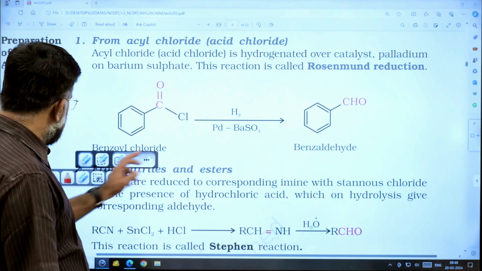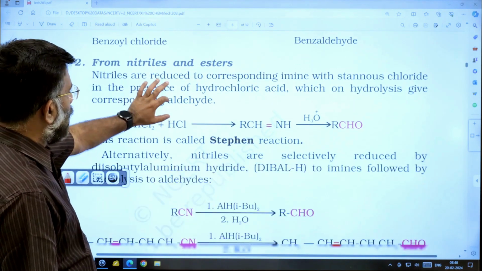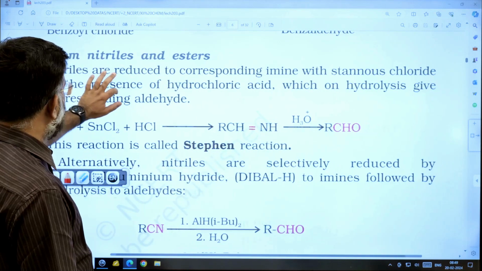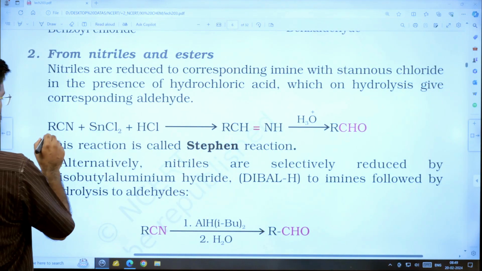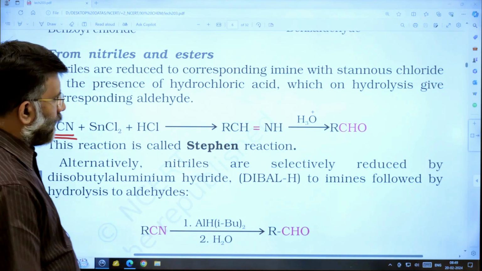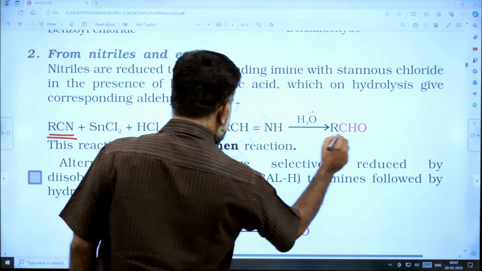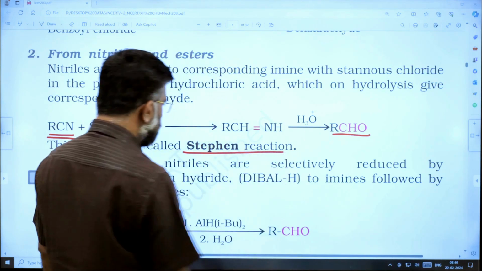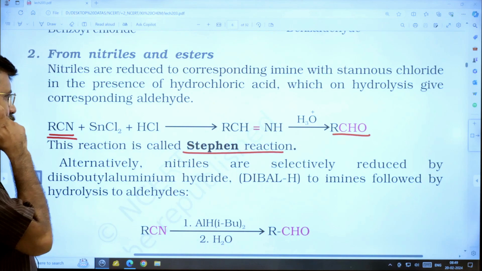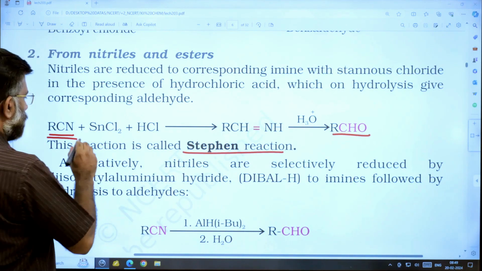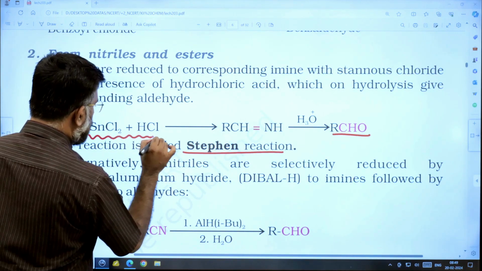Next, reactions from nitriles and esters. Have a look at another popular reaction: nitrile, the so-called cyanide, reduced to aldehyde. The reaction is called Stephen reduction. Nitriles are reduced to aldehyde. How do we do it? Treated with stannous chloride and HCl.